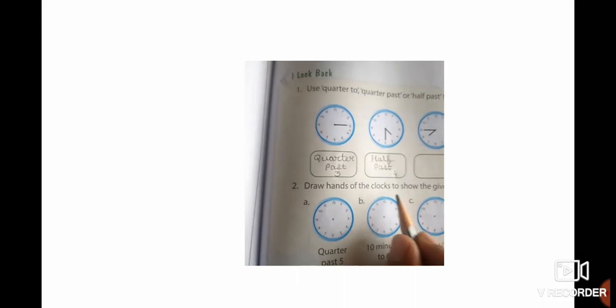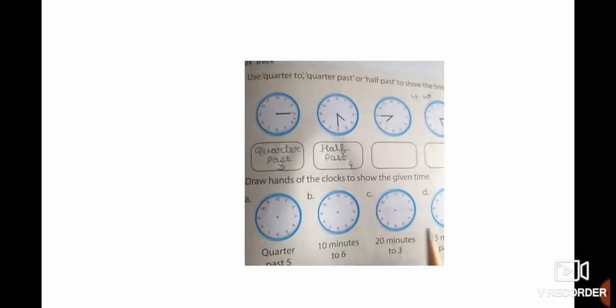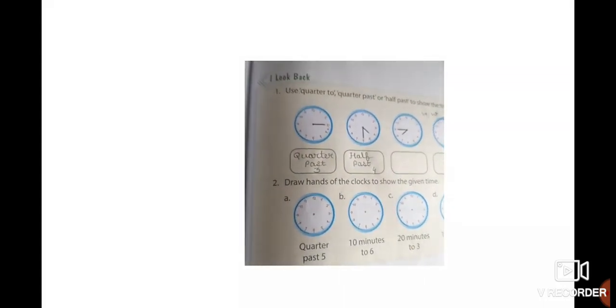And now students, these two sums are for homework. If you have solved, good. If you have not solved, you have to solve. Okay, next question we are going to see. Draw hands of the clock to show the given time.